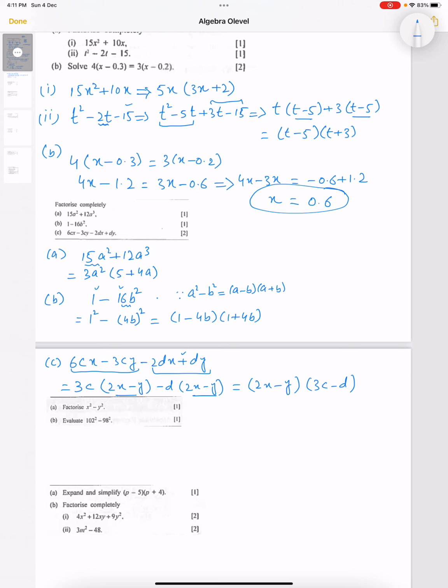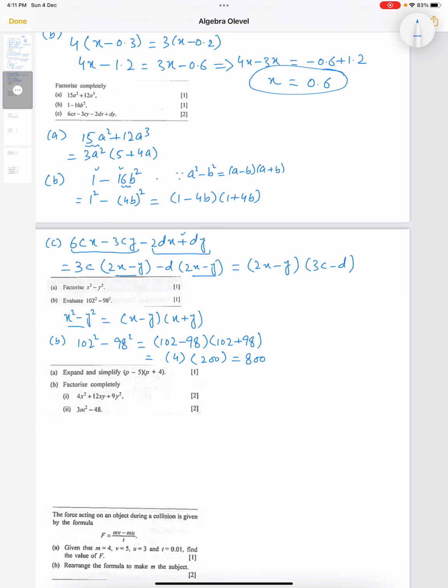Next question, factorize x squared minus y squared. This is simply the identity (x minus y)(x plus y). In B part, we have to evaluate 102 squared minus 98 squared. It's the same as the above identity. So it will become (102 minus 98) times (102 plus 98). Now let's evaluate them. 102 minus 98 is actually 4 and 102 plus 98 is 200. So 4 times 200 becomes 800. That's our answer.